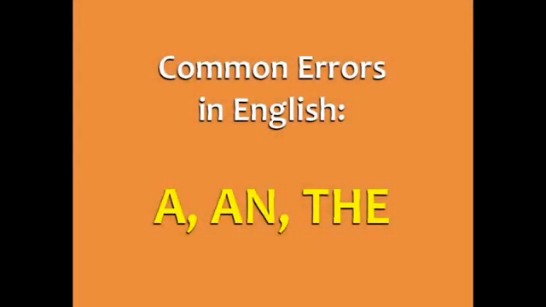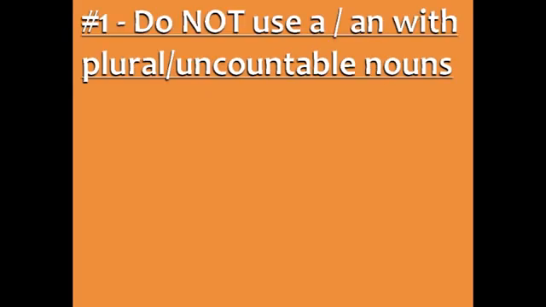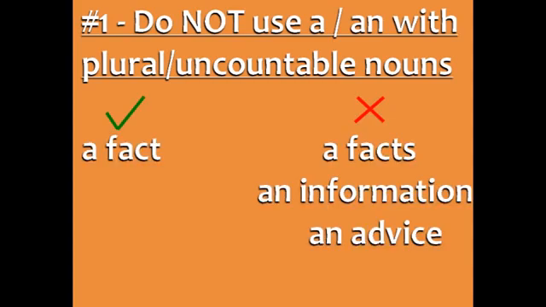Common errors in English with a, an, and the. Number 1. Do not use a or an with plural or uncountable nouns. For example, a fact is correct because fact is singular, but you can't say a facts because facts is plural.